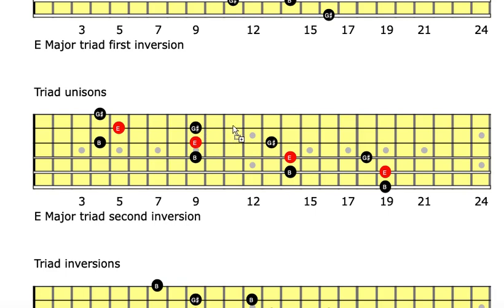So 1, 2, 3, 4, 5, you get that one. 1, 2, 3, 4, 5, 6, you get your E here. And for B, 1, 2, 3, 4, 5, 6, you get your unison. So you do the same for this triad.